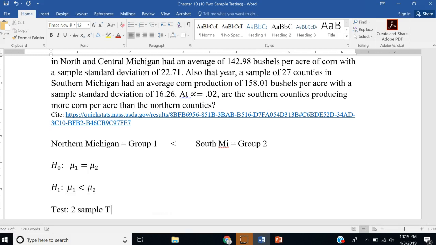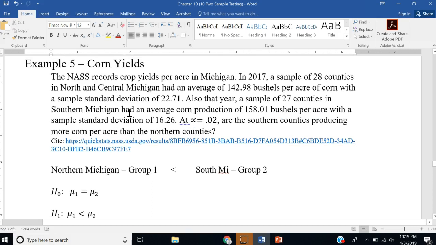The test needs to be a two-sample t-test. And that's, again, we have sample standard deviations. Most likely, we have sample standard deviations, all right? Again, the t-test is a more likely test than the z-test. So we go through and we turn to our t-test, our two sample t-tests.